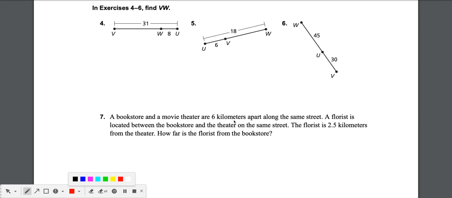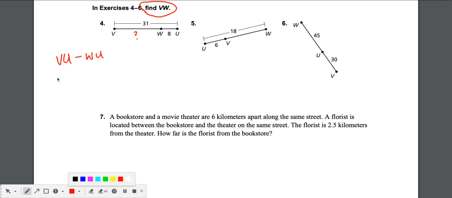Okay, let's take a look at number 4, 5, and 6, and even 7. Let's take a look at each of these. So my line segment I have on here for number 4 is from V to U, and it asks us on all of these to find VW. All right, so it says right there, find VW. VW is this segment, so that's where my question mark would go. And technically, what I'm doing is taking the total VU, and I would be subtracting the little piece WU in order to get VW.